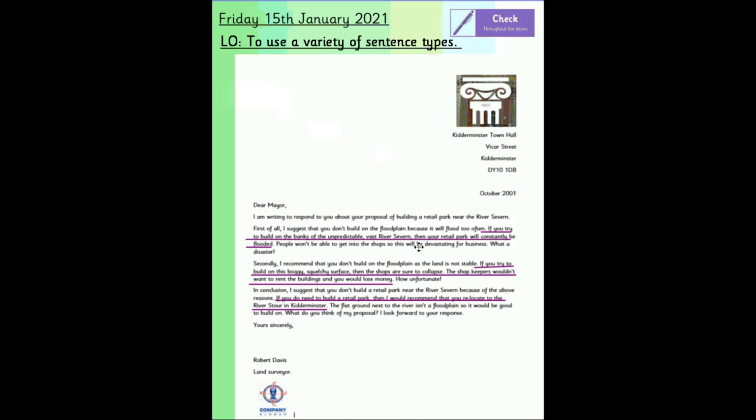In the middle of the sentence, it has the word then. So it starts with if, and in the middle of the sentence, it has then. If-then sentences tell us what will happen as a result of something else happening. So, if you try to build on the boggy, squelchy surface, then the shops are sure to collapse. This sentence is telling us that the shops will collapse if you try to build on the boggy, squelchy surface.